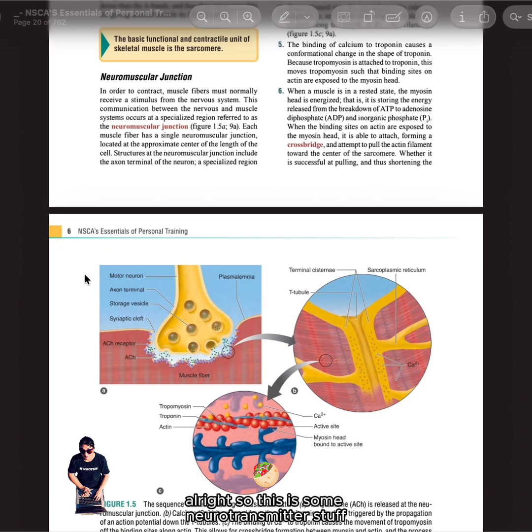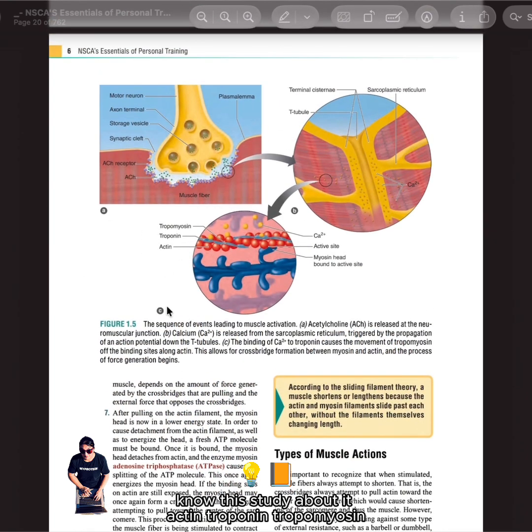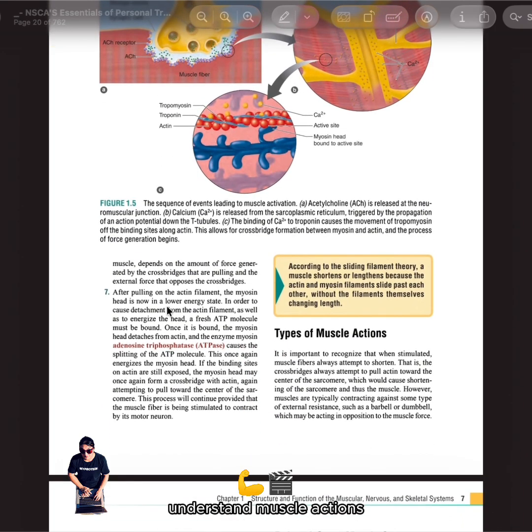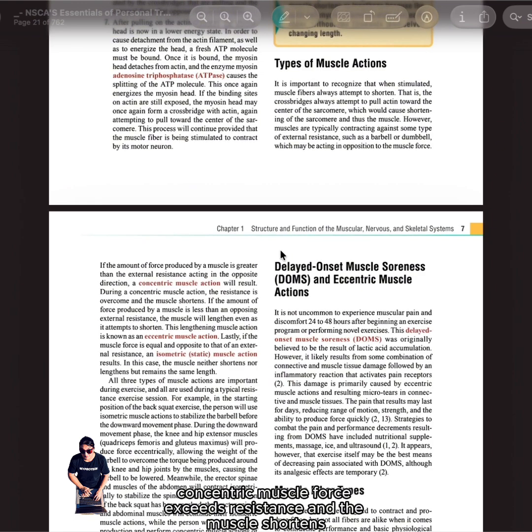All right, so this is some neurotransmitter stuff. Know this, study about it. Actin, troponin, tropomyosin. But even more importantly, understand muscle actions. See the heading? Muscle actions. Concentric, muscle force exceeds resistance and the muscle shortens. Eccentric, muscle force is less than resistance and the muscle lengthens. Isometric, equal, muscle stays the same length.